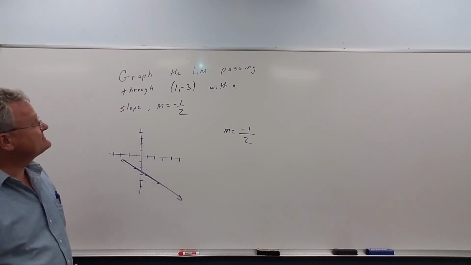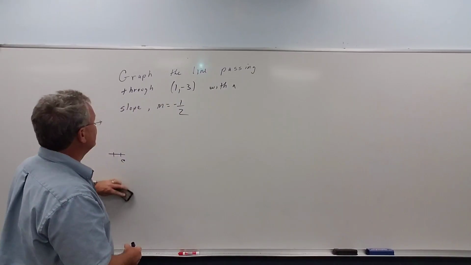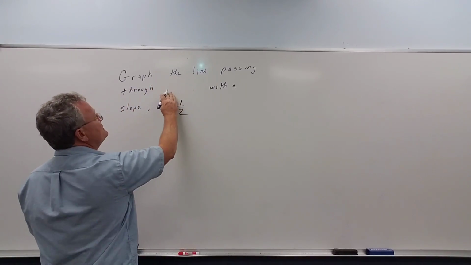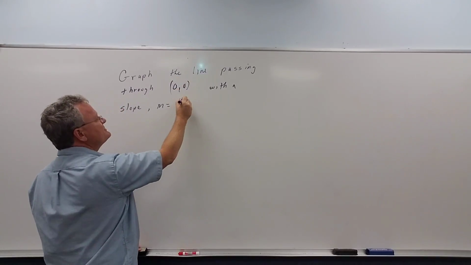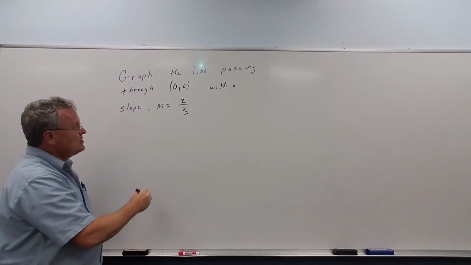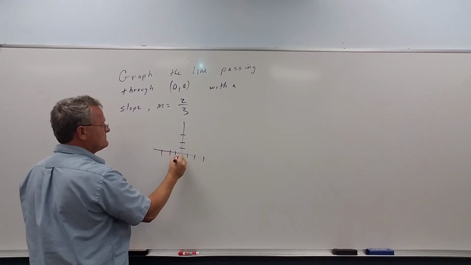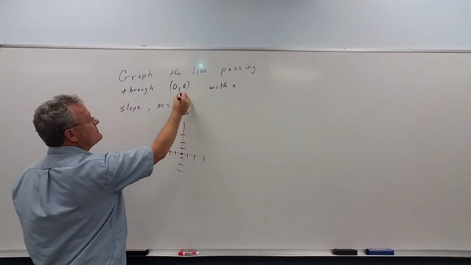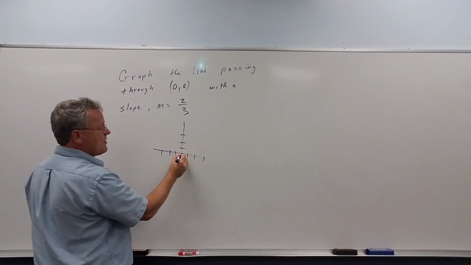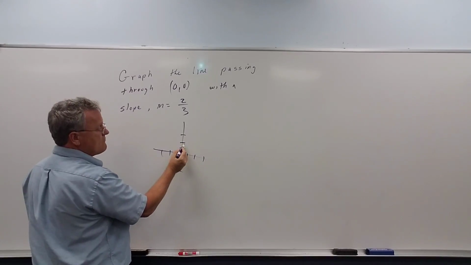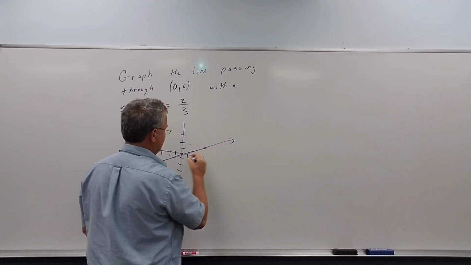So that's the idea. So let's say we change the problem a little bit. Let's say it goes through the origin and it has a slope of +2/3. Well, to graph this, we start at the origin, (0, 0). Because this is a +2/3, we start here, we go up 2, 1, 2, over 3, 1, 2, 3. Connect the points, and there's our graph.